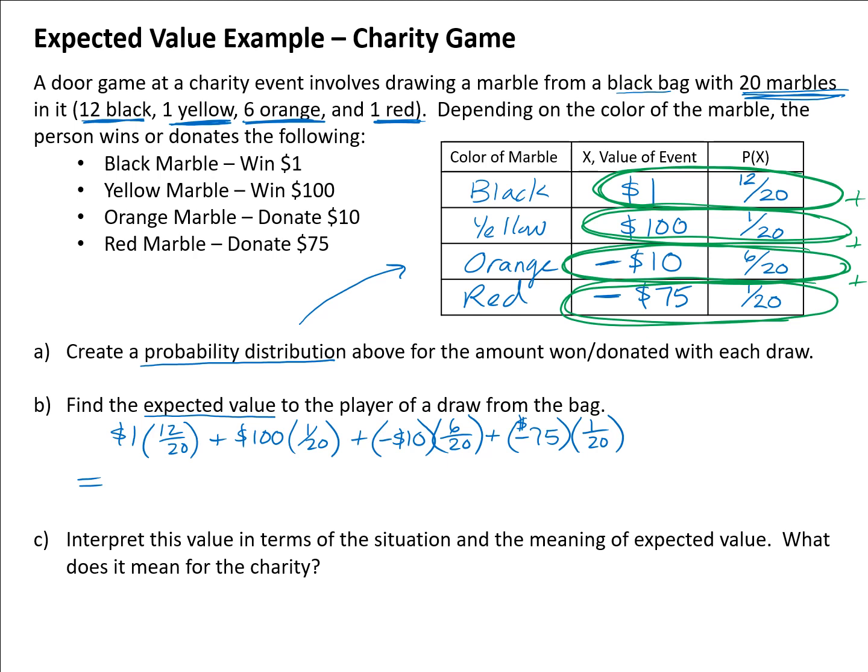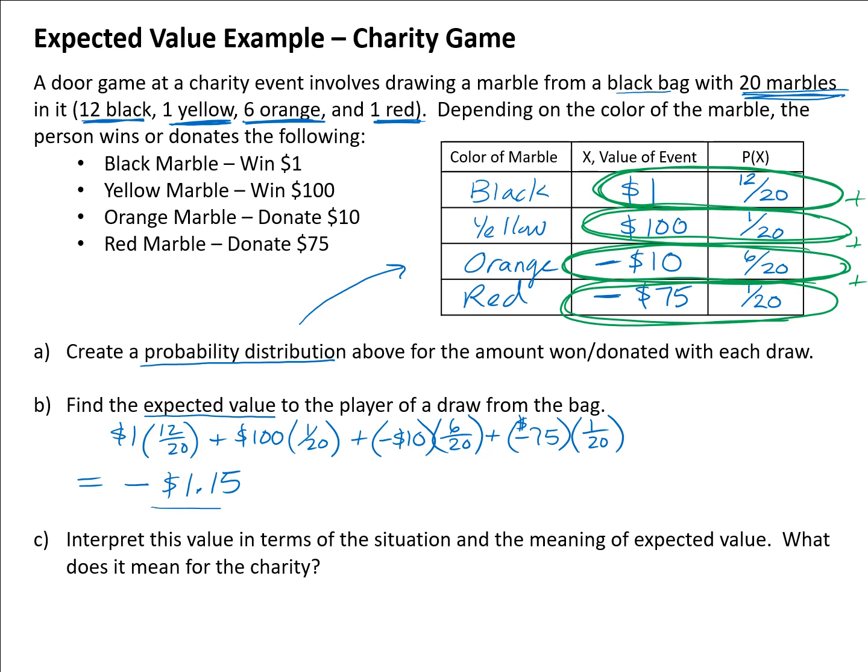So calculating this, again, I'm just going to use my scientific calculator where I can enter in everything as it is, instead of doing it piecemeal. So I'm going to say 1 times 12 over 20 plus 100 times 1 over 20. So remember, 1 over 20 is 1 divided by 20. Plus a negative 10 times 6 over 20. Plus negative 75 times 1 divided by 20. So again, every fraction can be entered in as 1 divided by. If I then hit equals after putting that whole thing in, I will get negative $1.15.